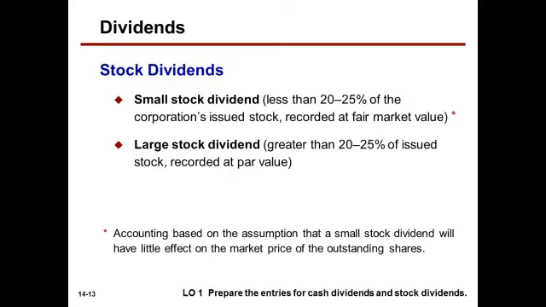Now, there are two types of stock dividends: small stock dividends and large stock dividends. What defines them? If a stock dividend is declared that's between 20 and 25% of the corporation's issued stock, that's considered a small stock dividend. Stock dividends that are greater than 25% are large stock dividends. We'll concentrate on small stock dividends that are more common.